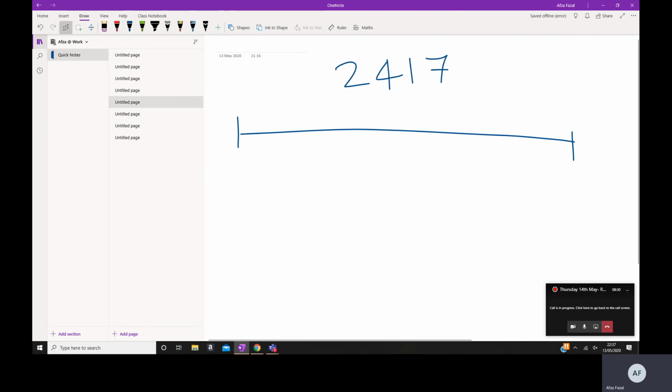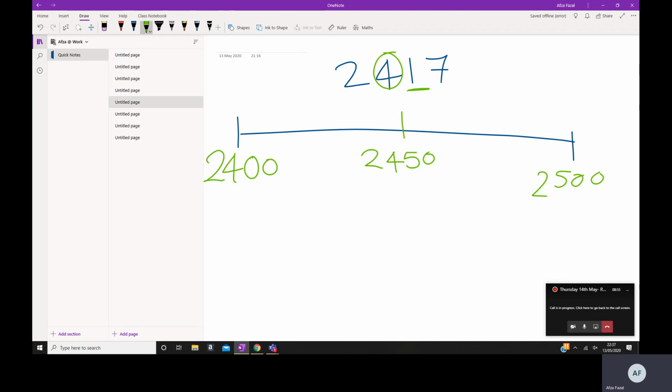Now I'm going to show you round to the nearest 100. Okay, so if I was to round to the nearest 100, I would circle the hundreds and underline the tens. So here it will be 2,400, 2,500. In the middle it will be 2,450.